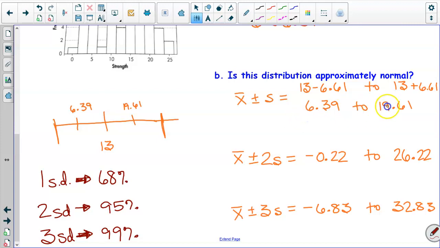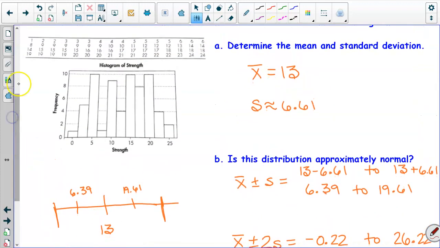I'm going to see how many numbers fall between this and this. So can I count how many numbers are between 6.39 and 19.61? 6.39 does not count 6, does it? So it's going to start here at 8, and it's going to go up to 19. It's not going to include 20, is it? How many data values are between that? Well, I have 1, 2, 3, 4, 5, 6, 7, 8, 9, 10, 11, 12, 13, 14, 15, 16. It's 16. This will be 16, 32, 33, 34, 35, 36.